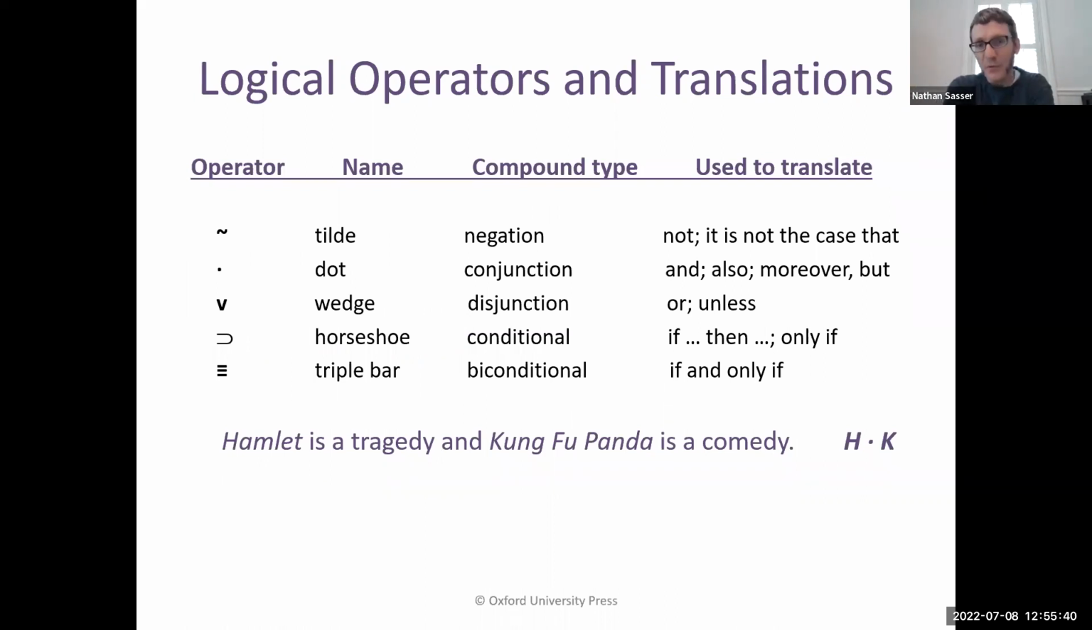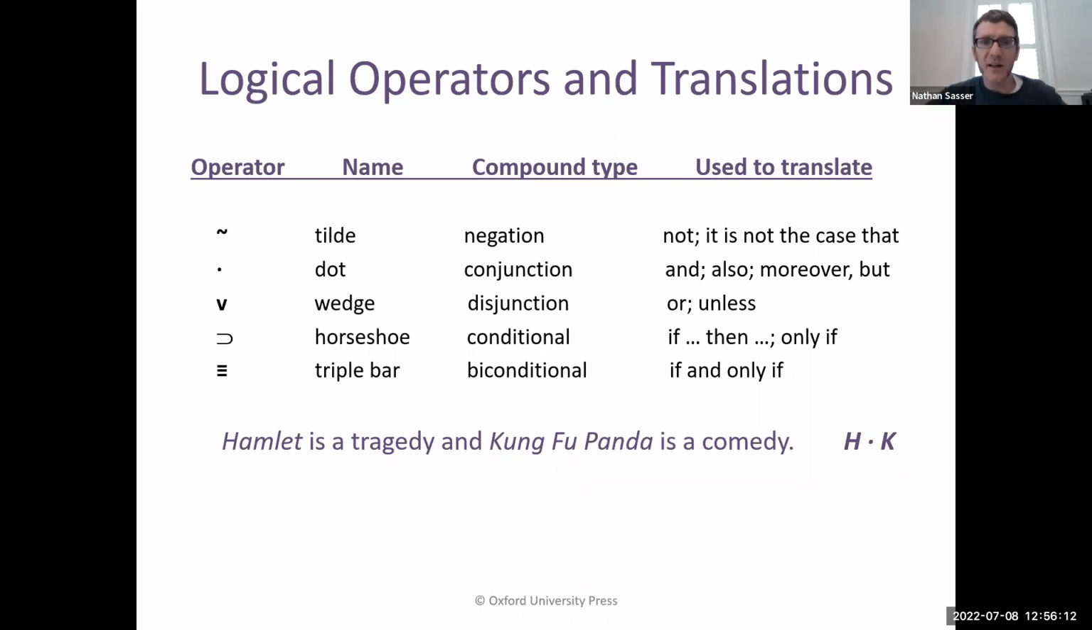Okay. Let's look at the logical operators. So the first, we've got 5. The first operator we want to look at is this sideways squiggle or sideways S that's called the tilde. And that operator symbolizes, or is used to translate, the word not. It captures the idea of negation. Now, it can also translate synonymous expressions like it is not the case that. Tilde can also translate that.